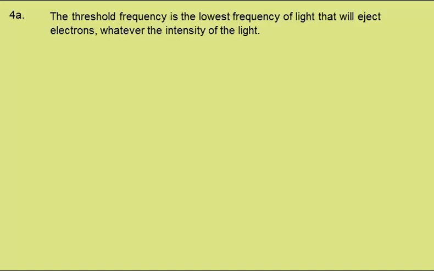In question 4a, we're told the photoelectric effect suggests electromagnetic waves can exhibit particle-like properties. We need to explain what is meant by threshold frequency and why the existence of a threshold frequency supports the particle nature of electromagnetic waves. Well, the threshold frequency is the lowest frequency of light that will eject electrons, whatever the intensity of the light.